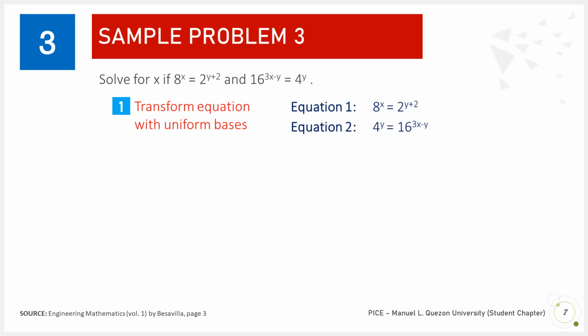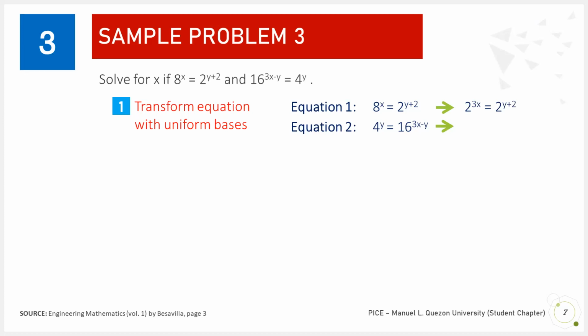So the first thing that we have to do is i-compare natin yung base na naka-indicate doon sa left side tsaka sa right side, and we choose kung alin yung mas mababa. So in this case, sa equation 1, comparing yung left side tsaka right side, mas mababa yung base na 2. And then sa equation 2 naman, mas mababa yung base na 4. Okay? So para ma-transform natin siya, we have to transform yung side na may mas mataas na base into a lower base.